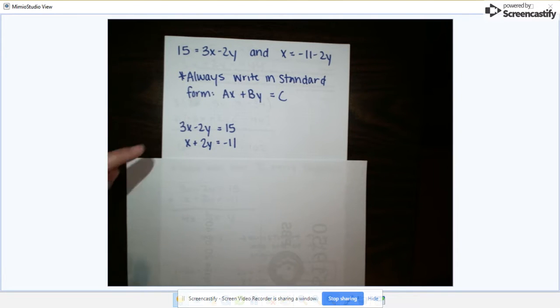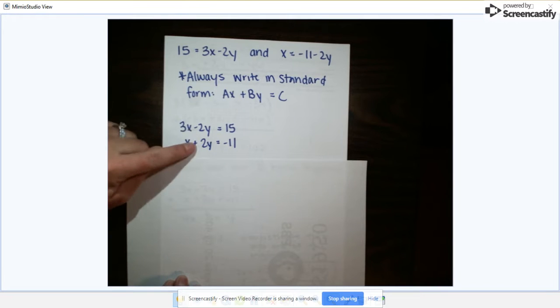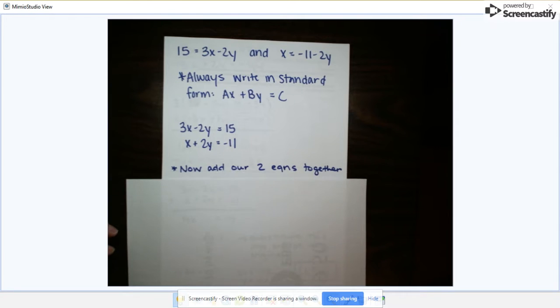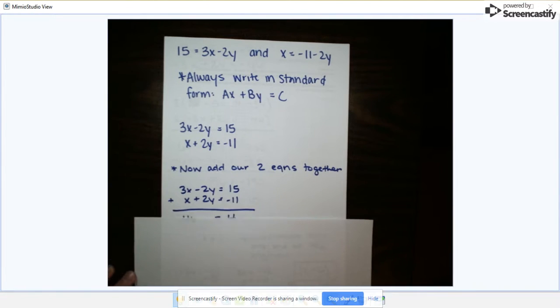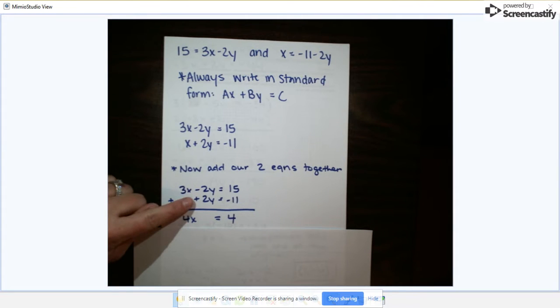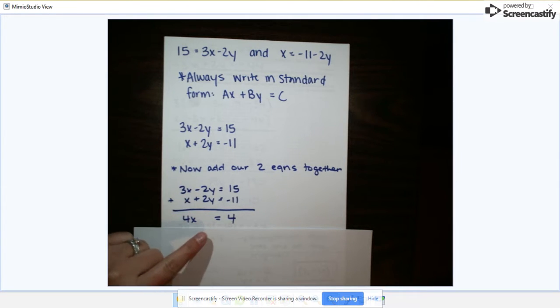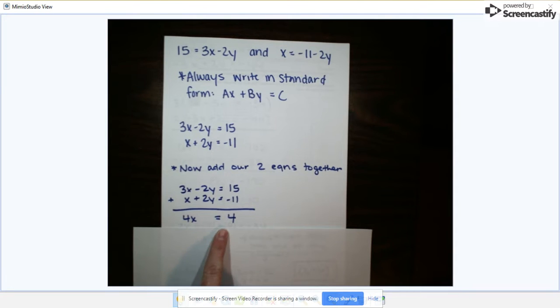Well, we get really lucky right here because notice our y's, if I add those together, -2 plus 2, that cancels off. So our goal is to get opposite signs and the same coefficient so that our variables cancel. So I went ahead and added our two equations. So we get a 4x. Like I said, these y's cancel. And then 15 plus -11 gives us 4.